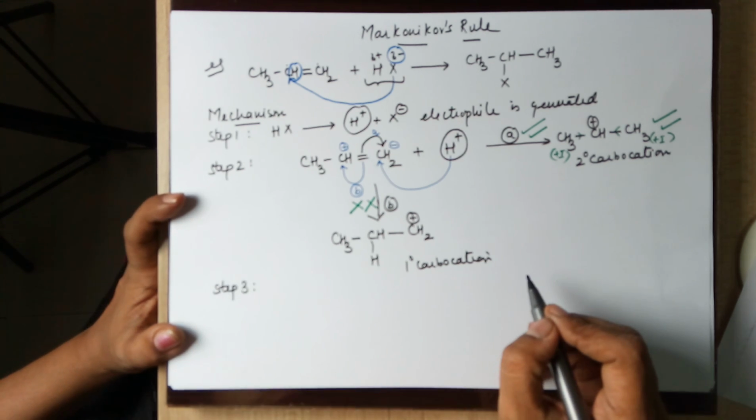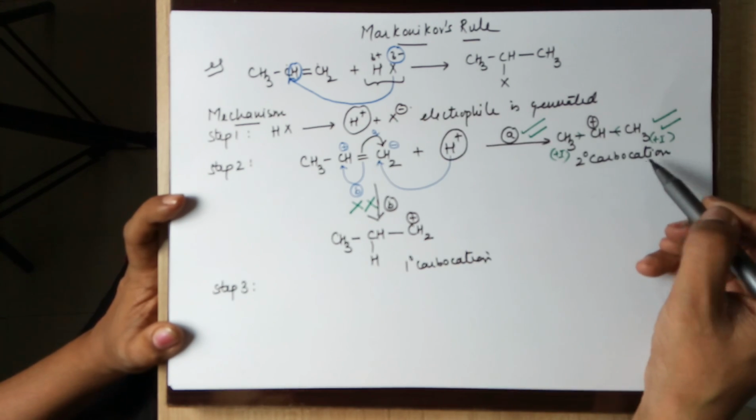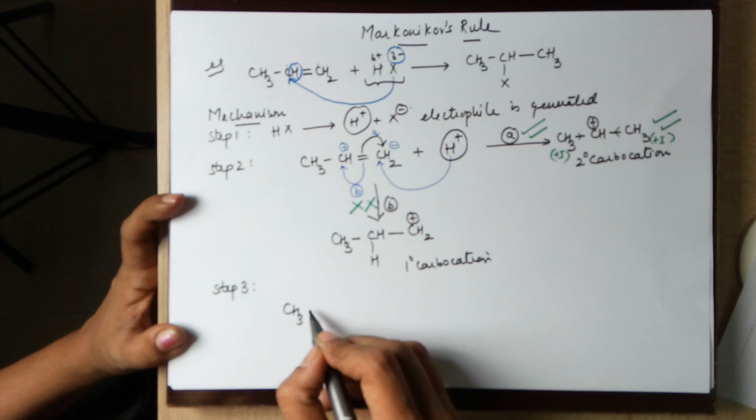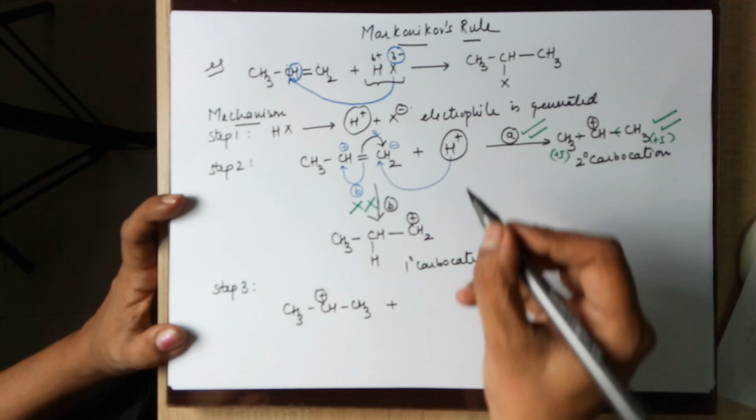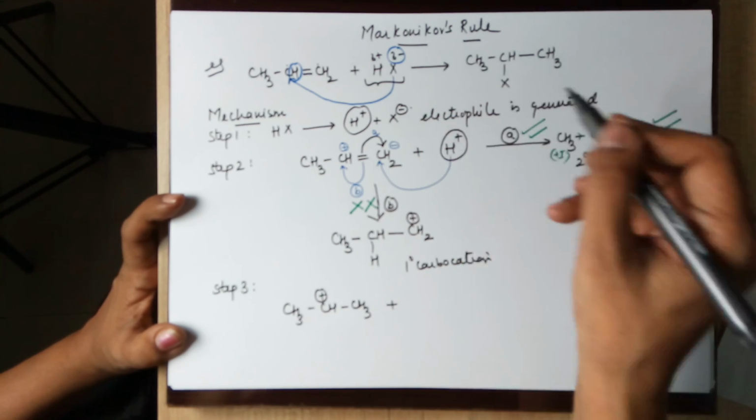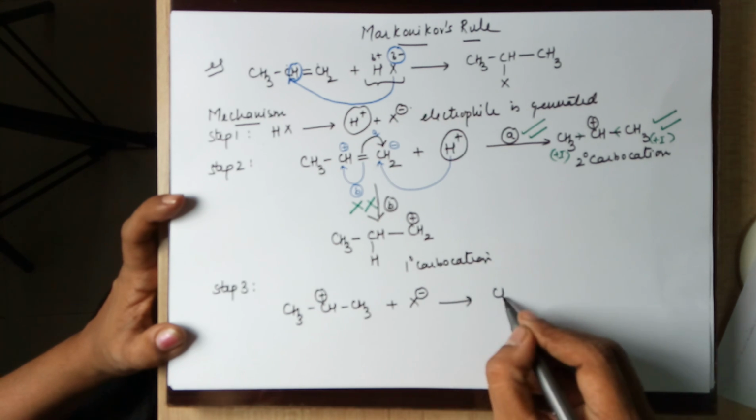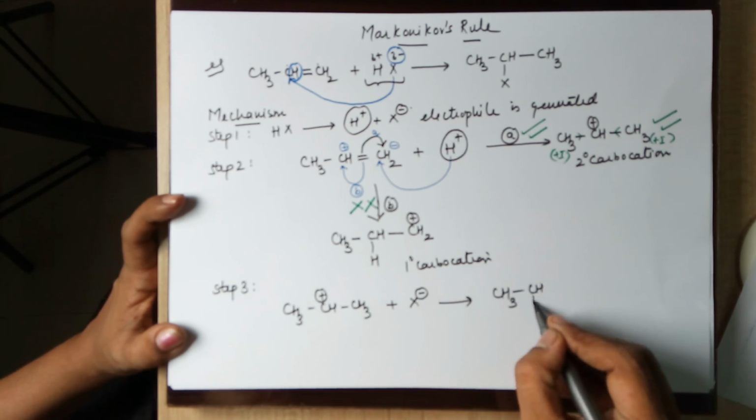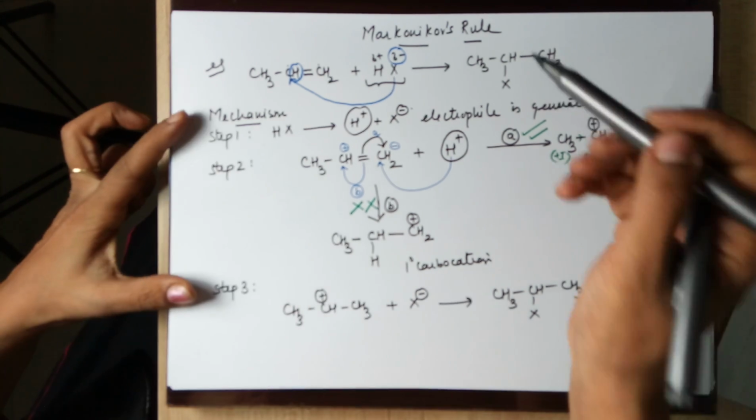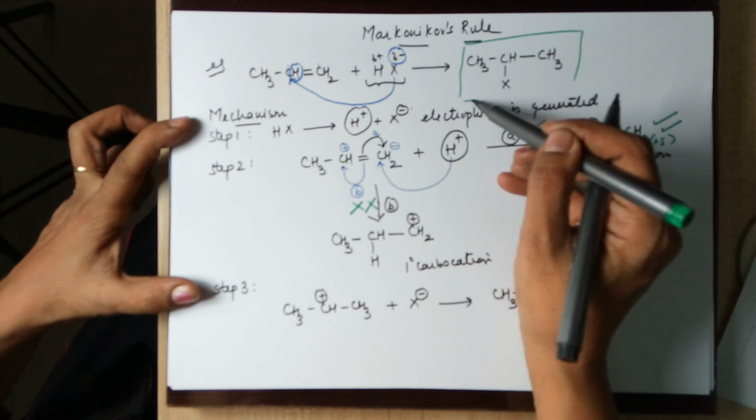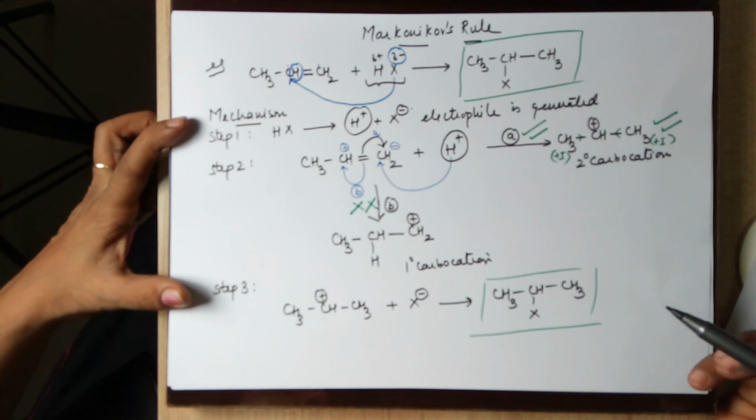In step 3, you are left with your X minus and the product formed in step 2. The step 2 product was a CH3, CH positive and a CH3, and you had an X minus left over from step 1, which goes and completes the final product. As you can very well see, this was your intermediate, and this is your final product which you obtained. So the mechanism becomes complete.